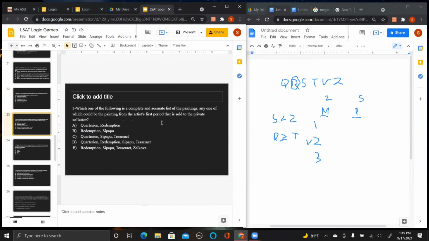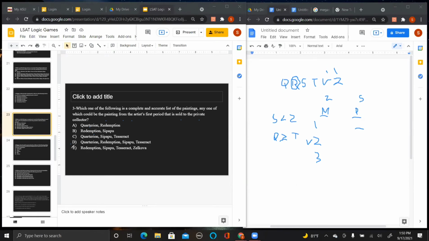Which of the following is a complete and accurate list of the paintings, anyone of which could be the artist's first period painting that is sold to the private collector? All right. So which can go in this spot right here? Well, not Z and not V, right? So not B, not C. So on the face of it, I'm thinking probably just Q, R, S, and T, which would be D. So let's see if there's any reason why not.